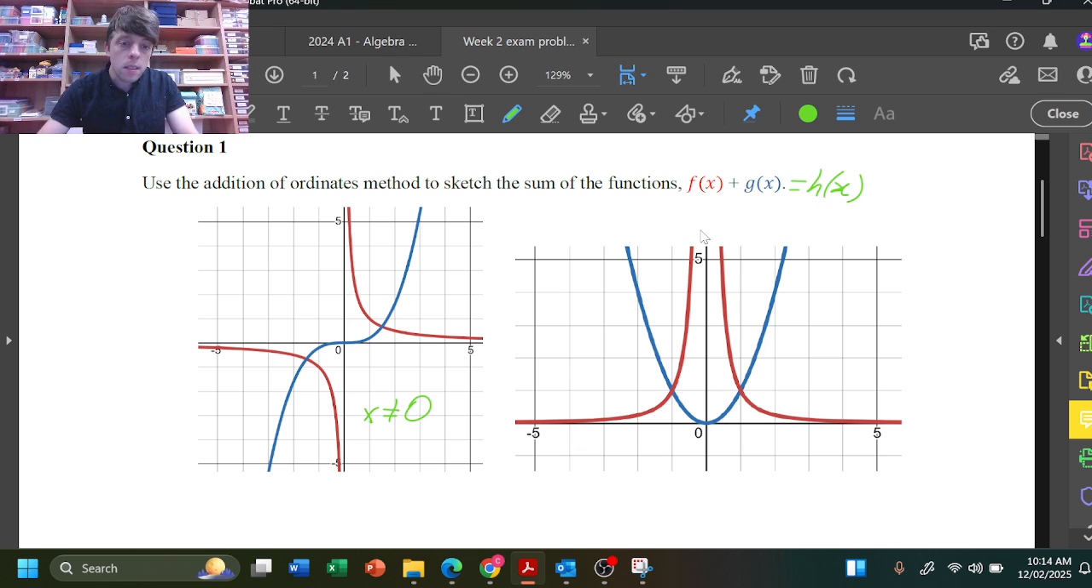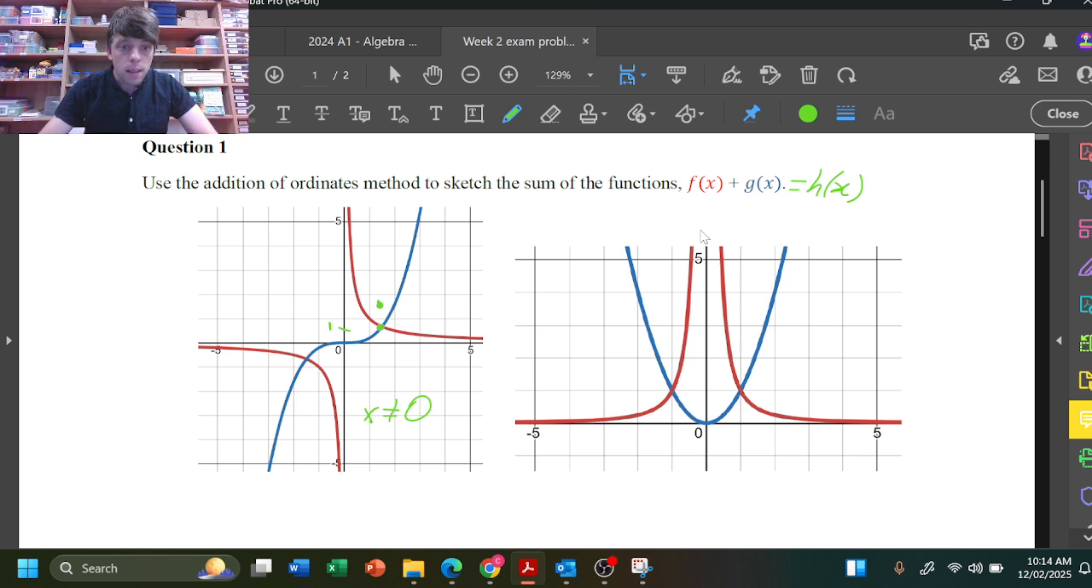Starting things out, let's just consider this point right here. At this point, let's suppose that's maybe 1. I don't know what it is. The red graph is equal to 1 at that point. So the y value of the red graph is 1. The y value of the blue graph is also 1. So if we go 1 plus 1, that brings us to 2. So it's going to be about twice the distance away from the x-axis here. And that's where we end up. Okay, so that there is our graph of f of x plus g of x.